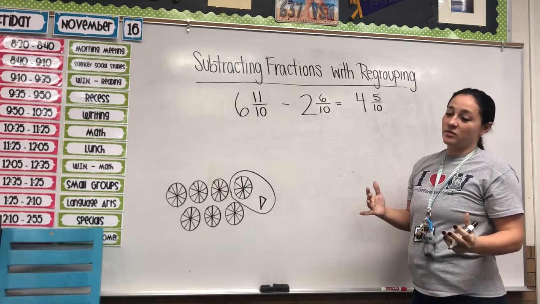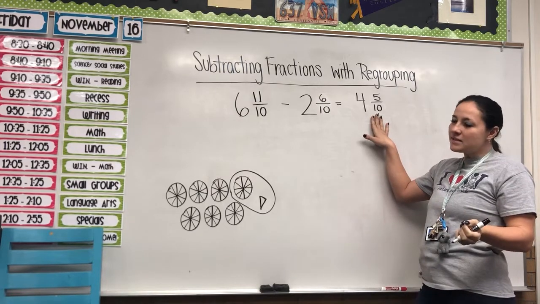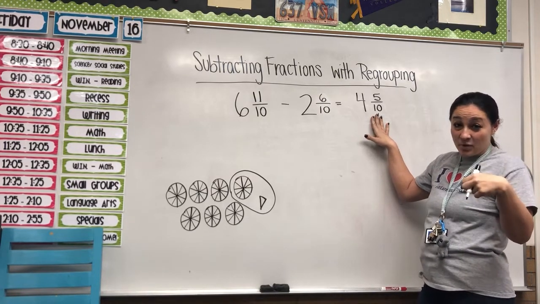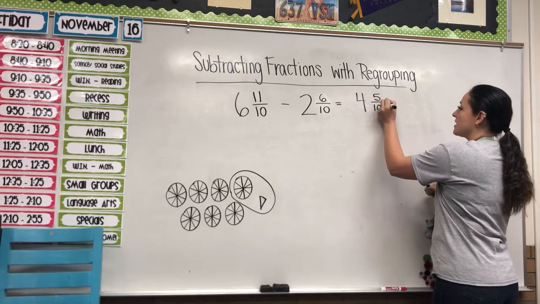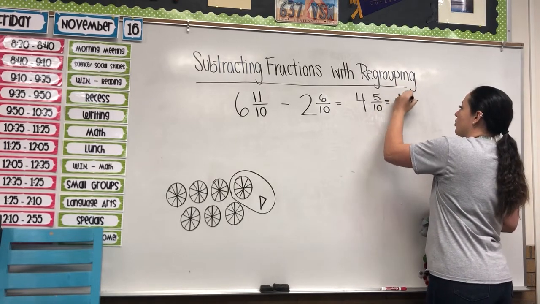I always want the students to reduce. So I say, can we reduce this? And they say, yeah, because 5 and 10 both have a common factor of 5. This equals 4 and 1/2.